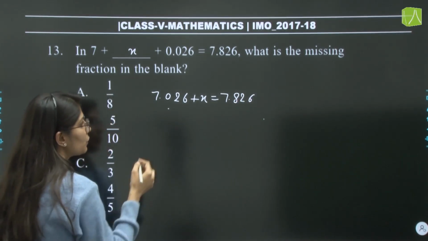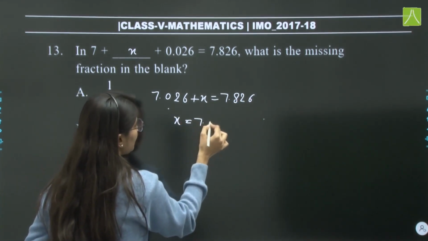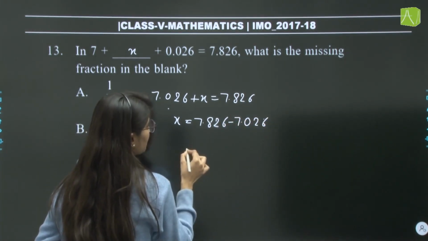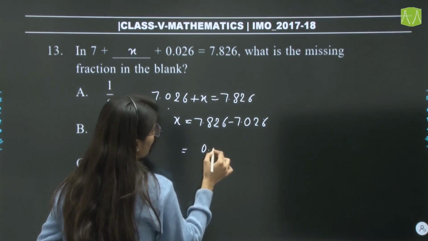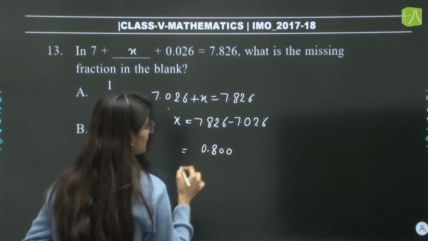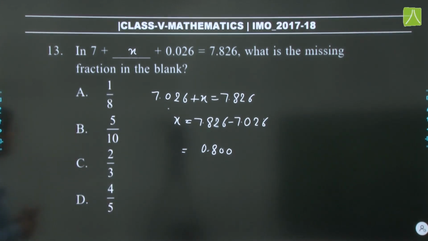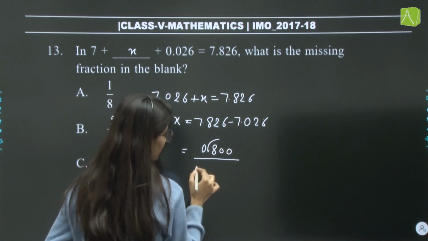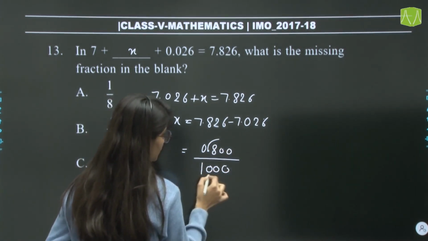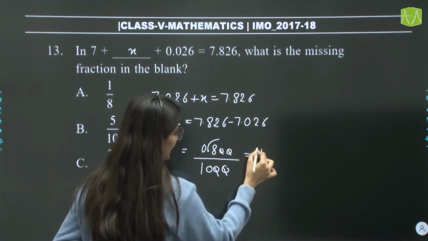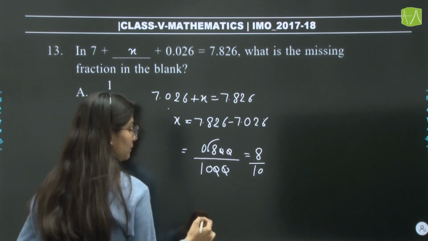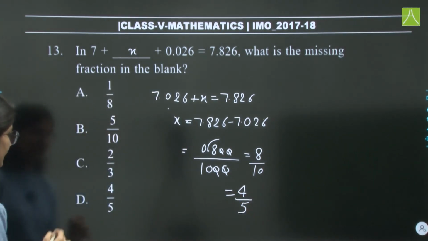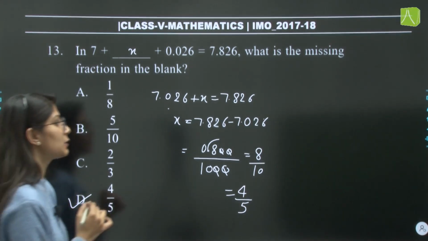And now you can find out the value of x. X is equal to 7.826 minus 7.026. You can subtract it. It will be 0.800. But now this answer is in decimal form. We have to find out the answer in fraction form. So what we can do, we can just remove this decimal, and after removing this, we have to divide it by 1000. And now just solve it. You can cut these two zeros. This will be 8 by 10, and this 8 by 10 further will be simplified as 4 by 5. So this will be option D. I hope it's clear. Let's move to the next question.